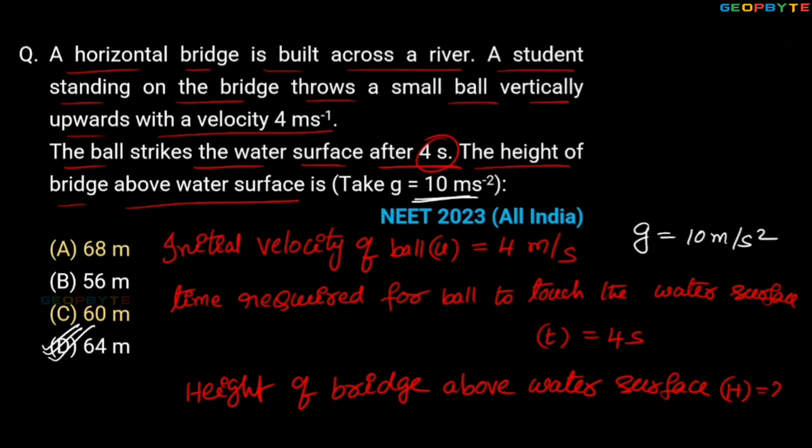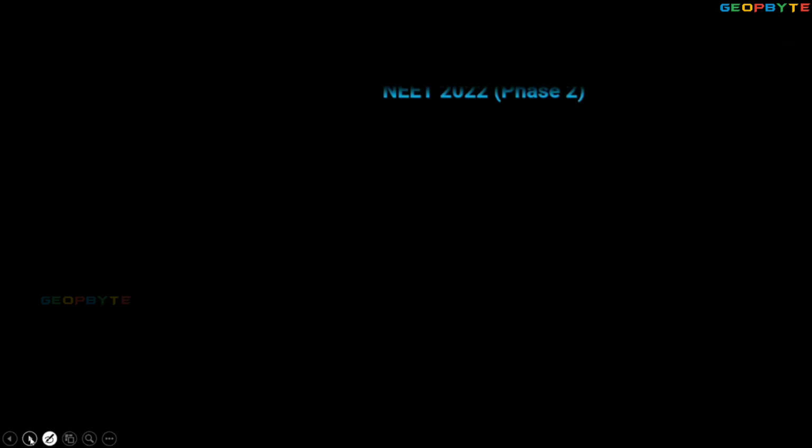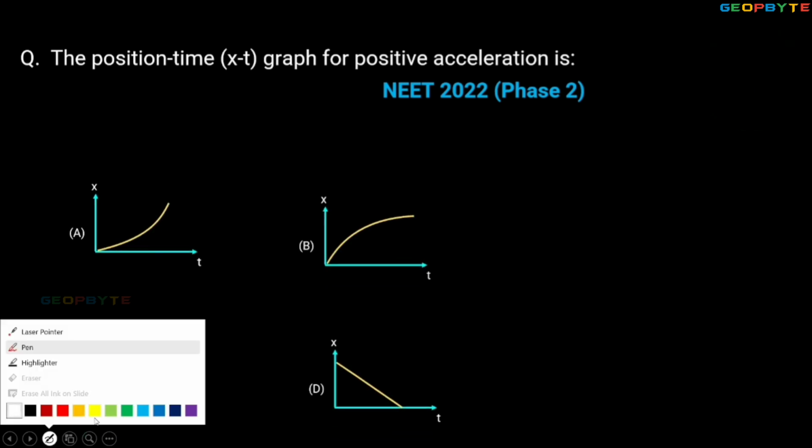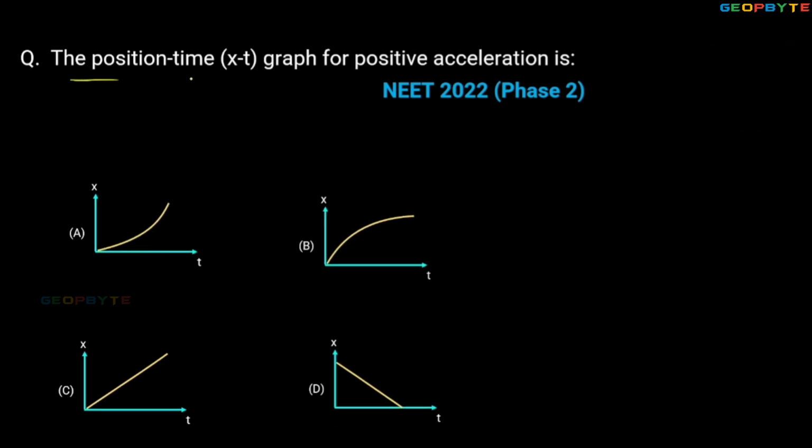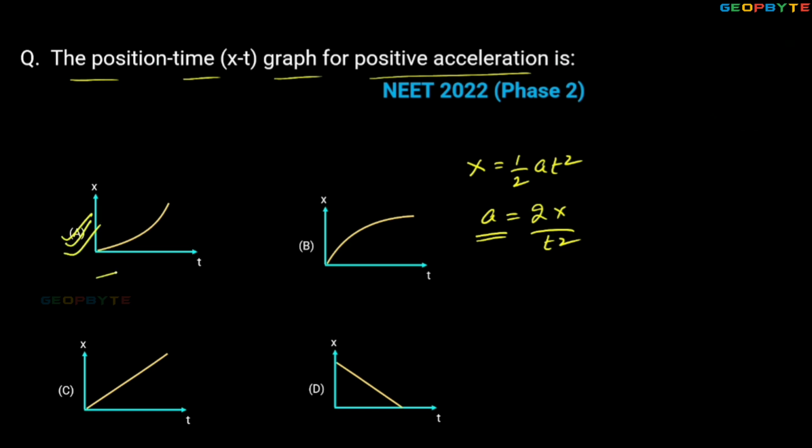Understood clearly? Yes. Similarly, let us take another important problem, asking like this: the position versus time graph for positive acceleration. As you know, the position x equals half into a t square, a equals 2x by t square. Right? For positive acceleration, the position versus time graph must be an upward parabola. From that you can conclude it. Look at option A. Option A is maintaining the upward parabola for the positive acceleration.